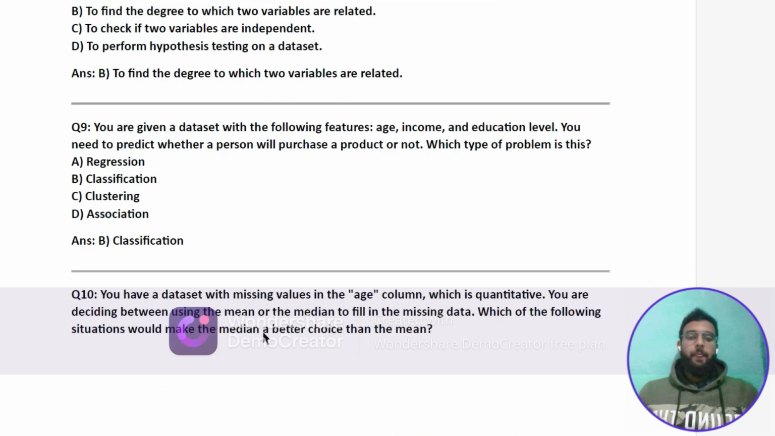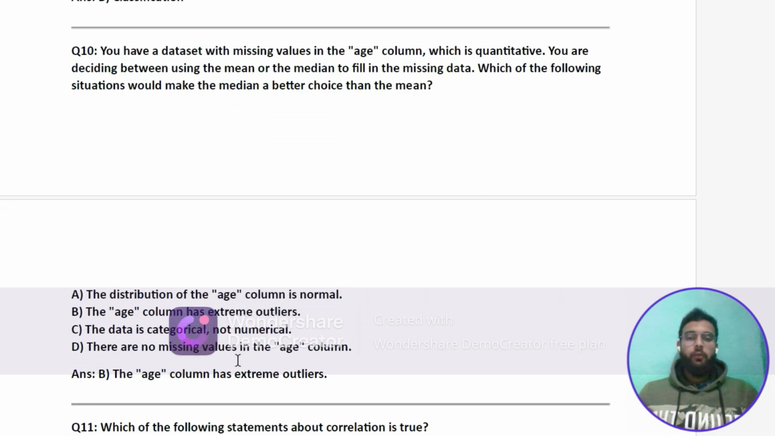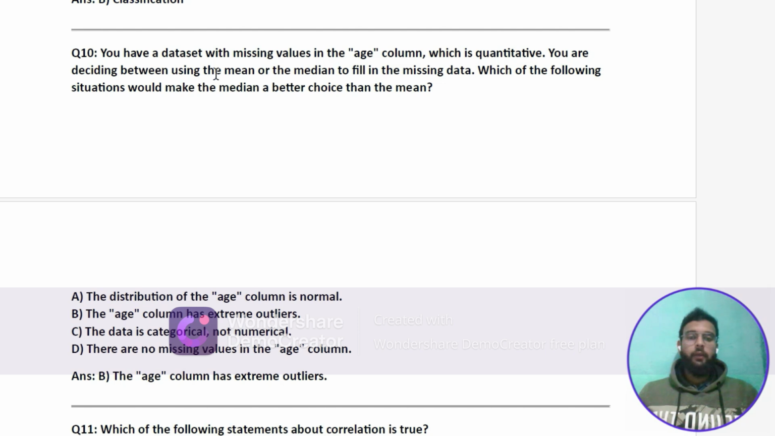Our ninth question is, you are given a data set with the following features: age, income, and education level. You need to predict whether a person will purchase a product or not. Which type of problem is this? A, regression, B, classification, C, clustering, or D, association. The correct answer for this is B, classification.